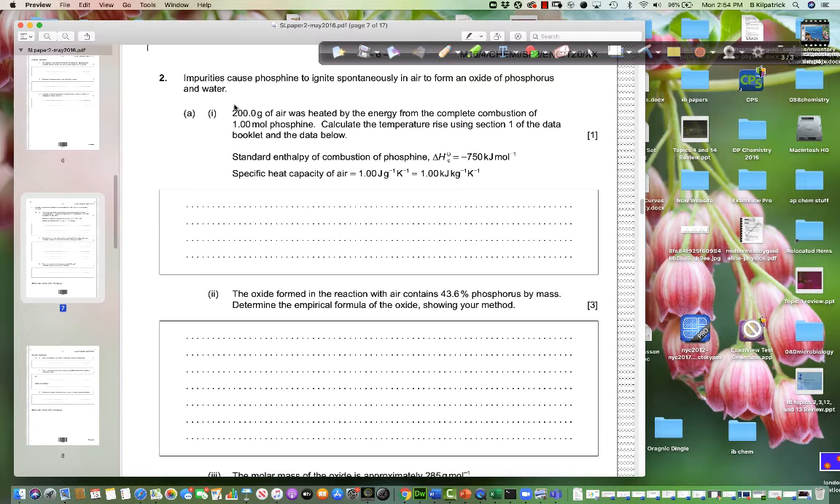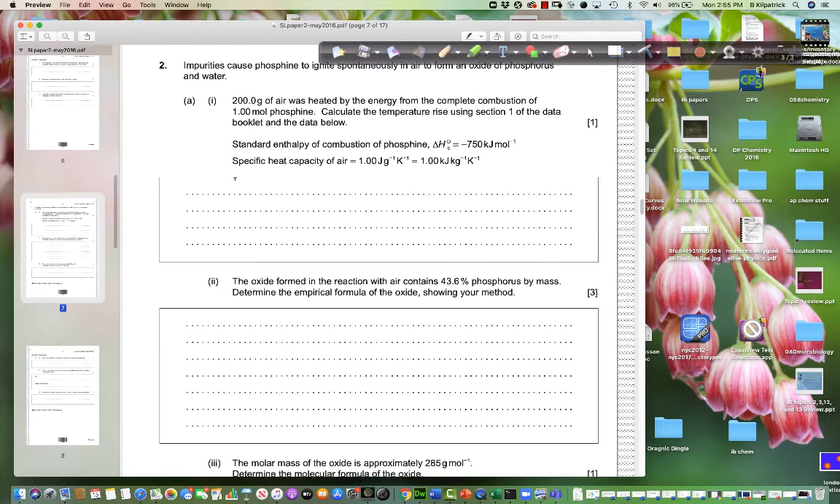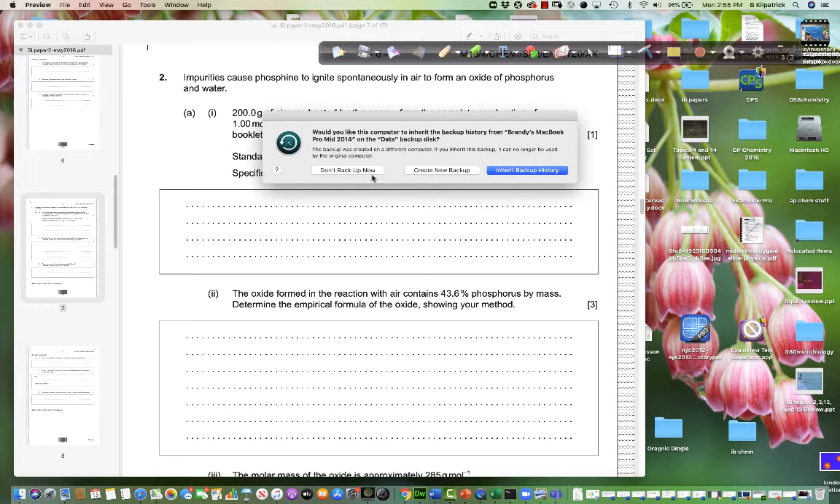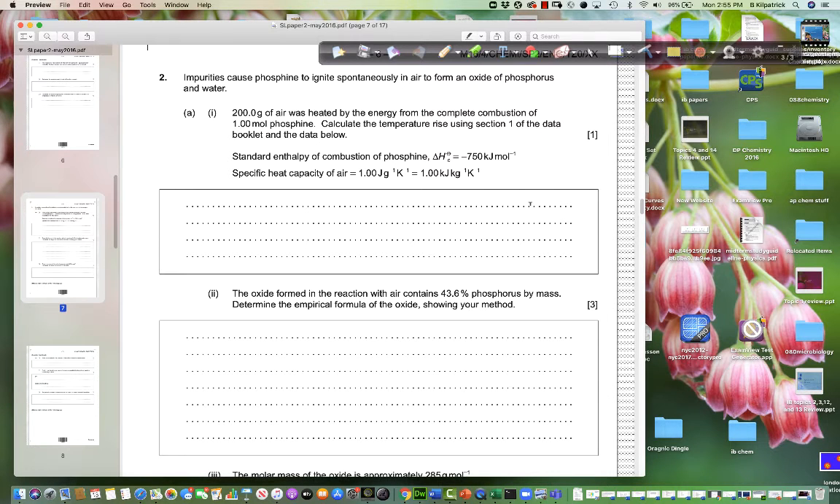All right, so we're going to go over question 2. The next question, we're still talking about phosphine. Impurities cause phosphine to ignite spontaneously in air to form an oxide with phosphorus and water. Then it tells us that we have 200 grams of air and it was heated by the energy from the complete combustion of 1 mole of phosphine. Calculate the temperature rise using section 1 of the data booklet and the data below.